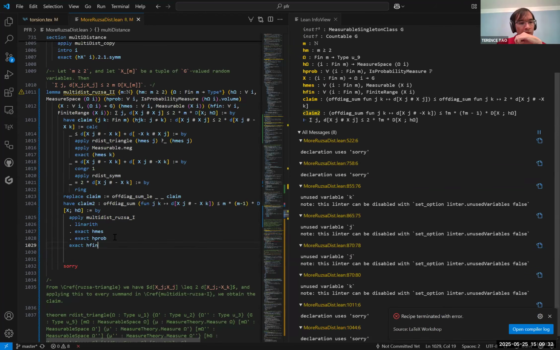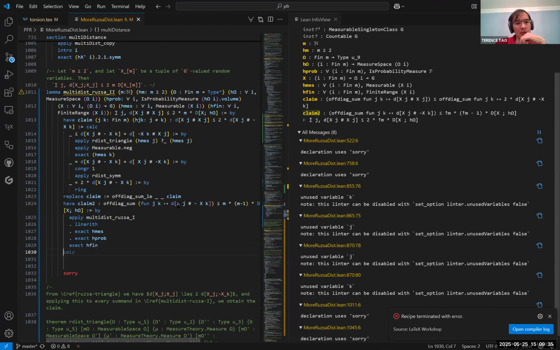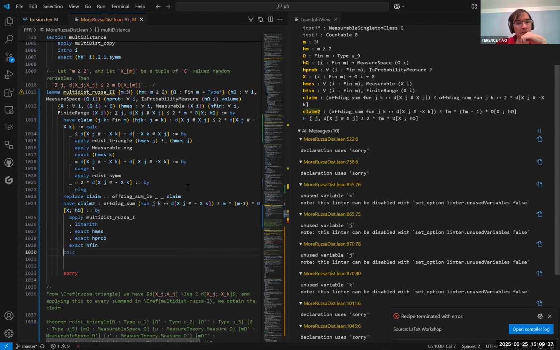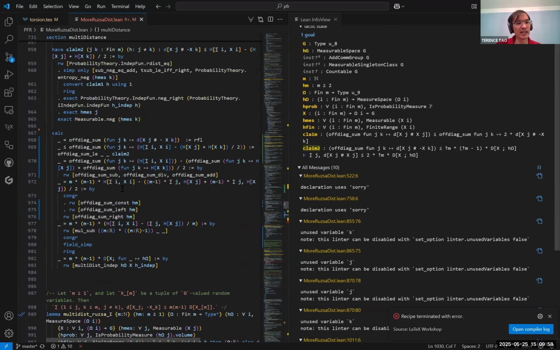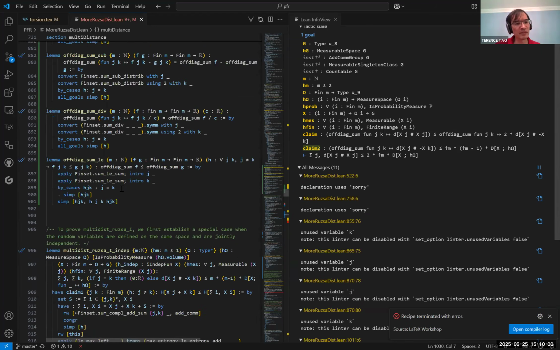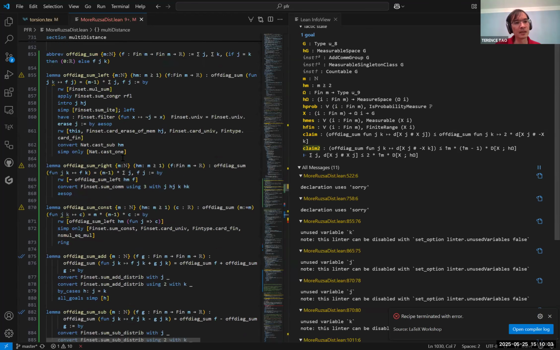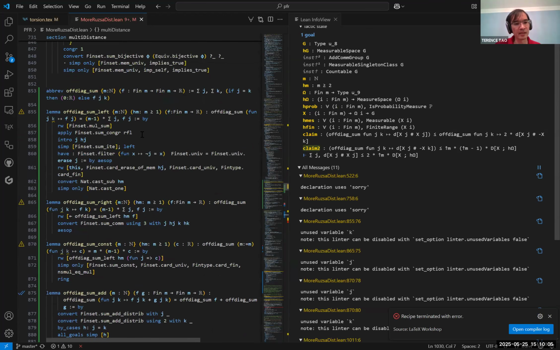All right. Okay, so I have these 2 claims. Right, I can bound this sum by this. Okay. And then this guy I can simplify, because when I take an off-diagonal sum of a function that depends only on j, that's actually just the sum of that function times m minus 1. So that's actually a claim that I needed previously. I think I called it something like off-diag sum left. Yeah, it's this thing here.